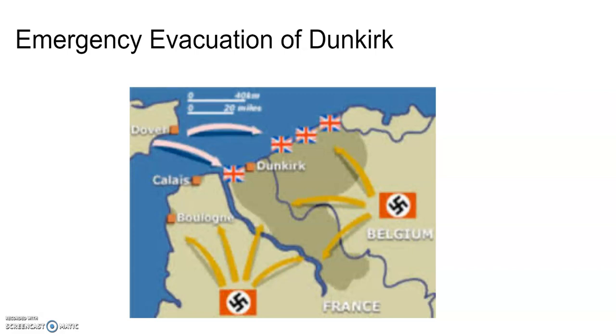Due to the extreme pace of the German units, the emergency evacuation of the soldiers, named Operation Dynamo, was thought to only be able to evacuate about 30,000 soldiers out of the approximately 400,000 trapped in Dunkirk.